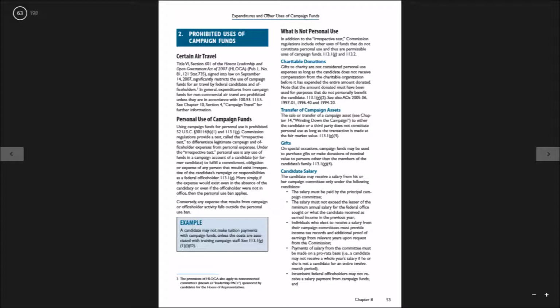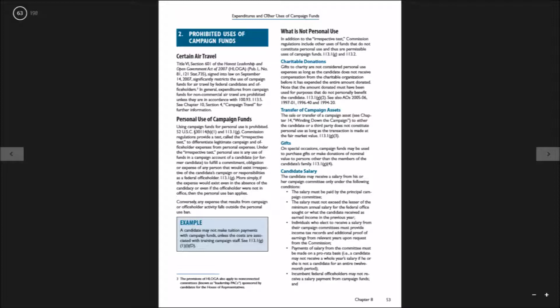What is not personal use? In addition to the irrespective test, Commission regulations include other uses of funds that do not constitute personal use, and thus are permissible uses of campaign funds. Charitable donations. Gifts to a charity are not considered personal use expenses as long as the candidate does not receive compensation from the charitable organization before it has expended the entire amount donated. Note that the amount donated must have been used for purposes that do not personally benefit the candidate.